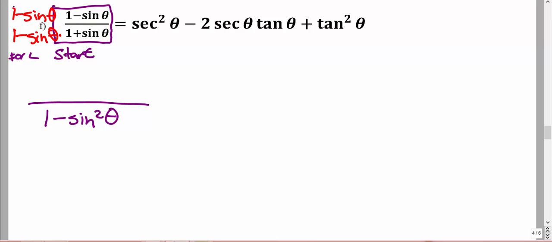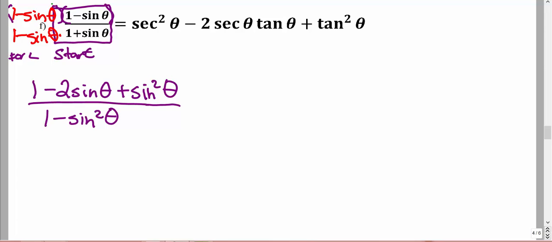Now be careful across the top when we FOIL, those are not conjugates, those are exactly the same two terms times itself. So we're going to write that as first times the first, we get 1, outer times the outer, inner times the inner, and then we combine those like terms, we get 1 minus 2 sine theta, and then last times the last, we get positive sine squared theta. So we're using that strategy of multiplying by the conjugate. We FOIL the top and the bottom, and then this is not what we have.